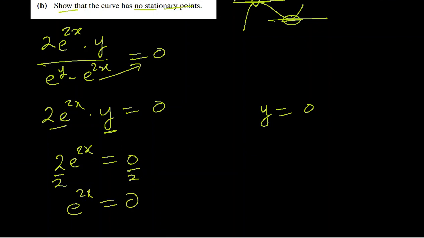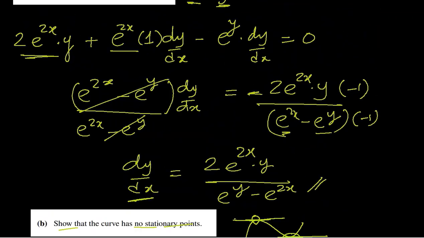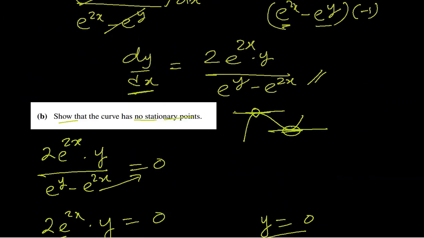Because they are multiplying. Let's divide both of them by 2 first, and we get e to the power 2x equal to 0. e to the power 2x can never be 0 because e is a constant, it's a positive constant. No matter what exponent we give to this one, we will never get any solution for this. So this answer is invalid. What about y equal to 0? For this, let's go to our main equation, which is this one. e to the power 2xy minus e to the power y equal to 100.